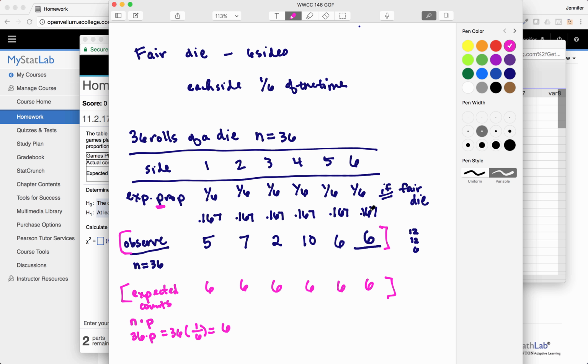The main idea is the same though. You'll always multiply n times p. Sometimes you just have to put more work into it because all the little p's change. In our case, they were the same, so I only had to do one step.